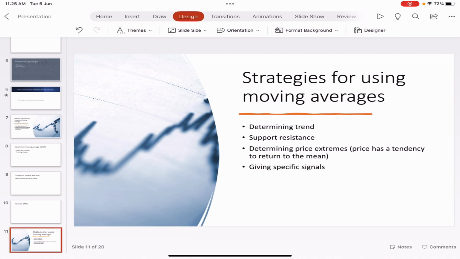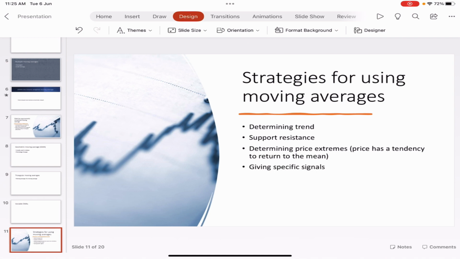Some of the people call this the magnet strategy, wherein whenever they see that the price has gone really far away from the moving average, then as soon as they see a bearish candle, they enter into the trade because they are sure that the price will come back to the moving average. That is what is known as determining the price extremes. So the moving average is an indicator of price extremes. Because the moving average is a mean, any reversion to the mean will tend to approach the moving average.